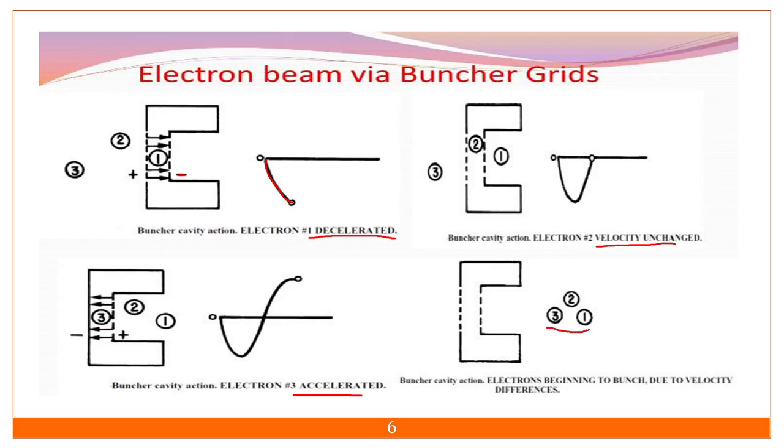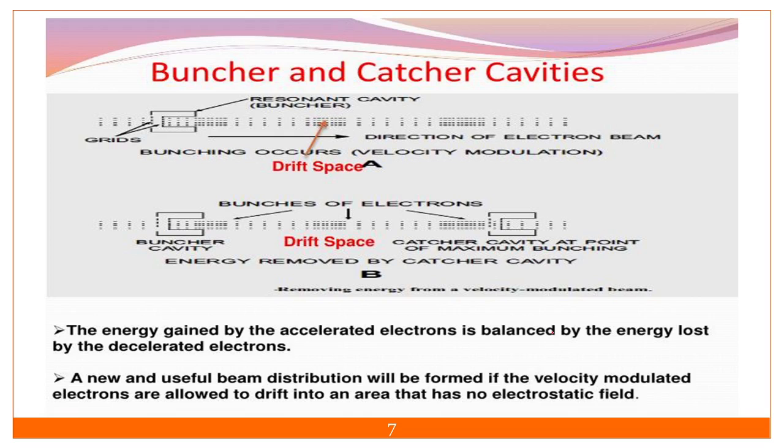Why are we doing this? Because we have to make the electrons form bunches. The highly accelerated electron is de-accelerated, the electron we require we leave alone, and we accelerate the electron which has low acceleration. So they form bunches, and from these bunches we take out the energy, and we give that energy to the microwave frequency signals. This is the difference between them.